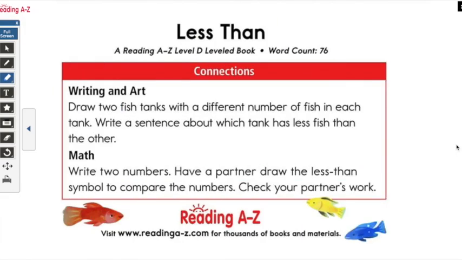And that's all we'll learn about less than today. We learned about greater than, which means more than or larger than. And we also learned about less than, which means smaller than or fewer than. And we'll keep using those words the rest of the week and when we do math in the future.